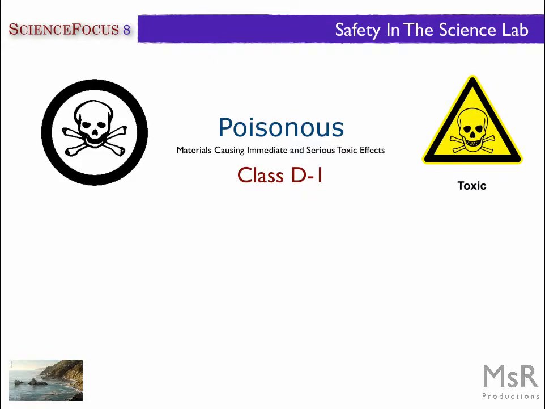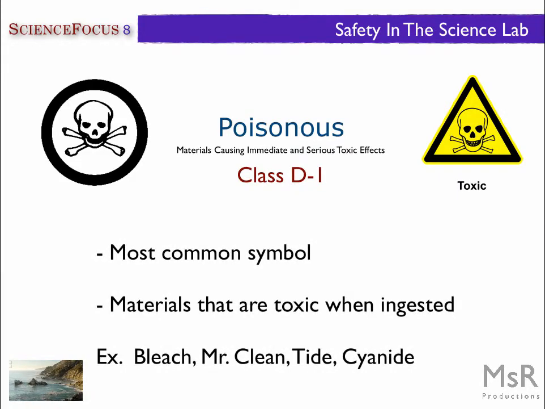This symbol is the most common one that's found in homes. It's found on materials that are toxic when they're ingested, and they are materials that may be classified as toxic or very toxic. Some examples would be items such as bleach, Mr. Clean, Tide, cyanide, and rat poisoning. Most household chemicals and cleaners actually do contain this symbol.